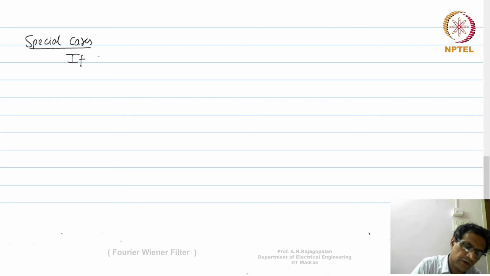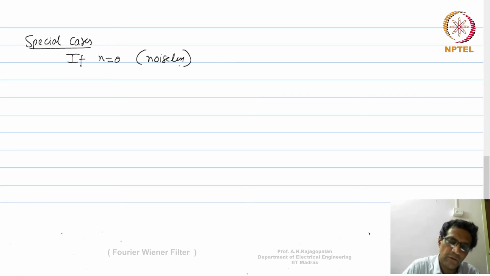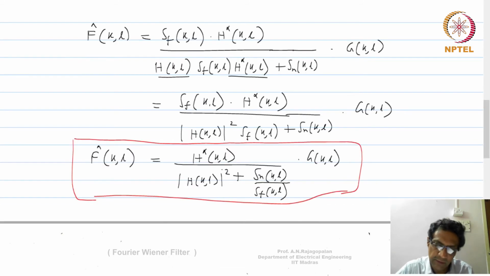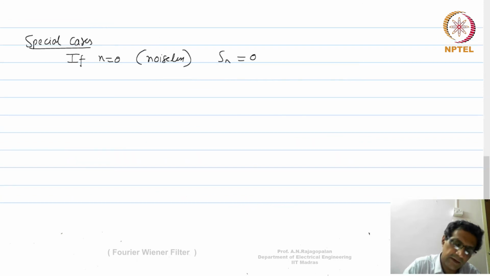If n equal to 0, that means noiseless. If there is no noise, which means that S_n equal to 0, then in this expression you will get H star by magnitude H_KL squared, which is simply 1 by H_KL. So the Wiener filter H hat of KL becomes 1 by H_KL, which is simply the inverse filter.